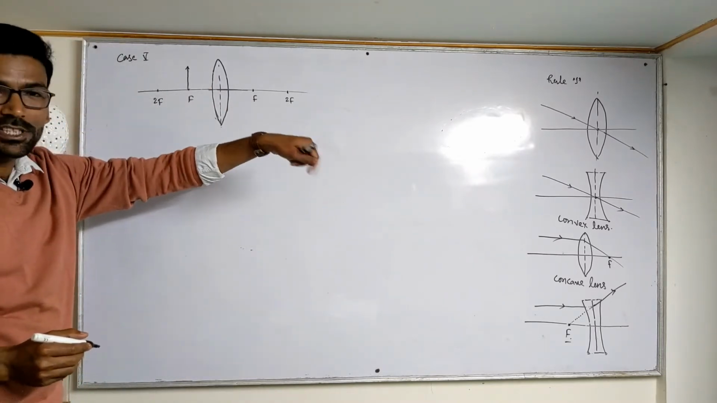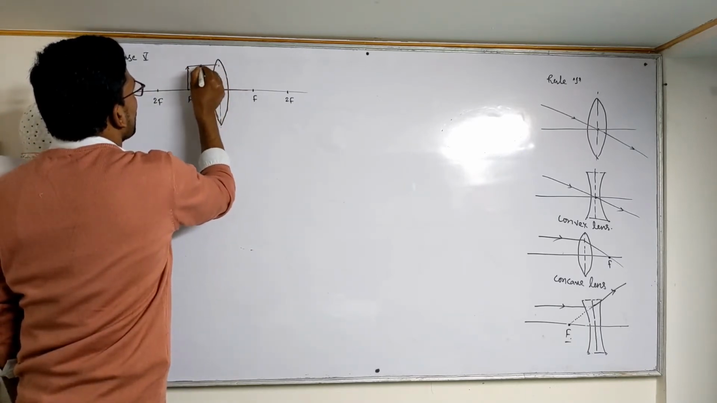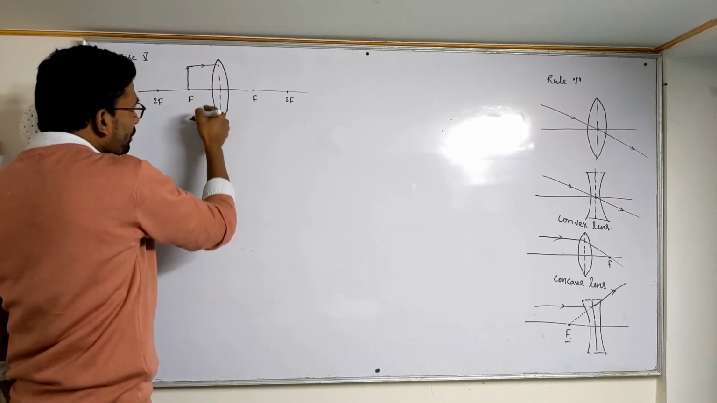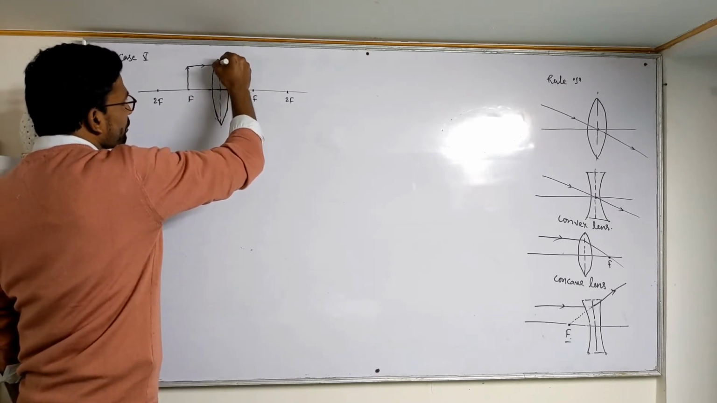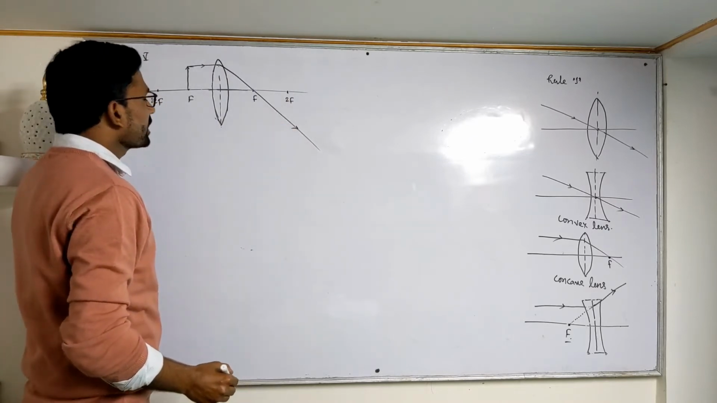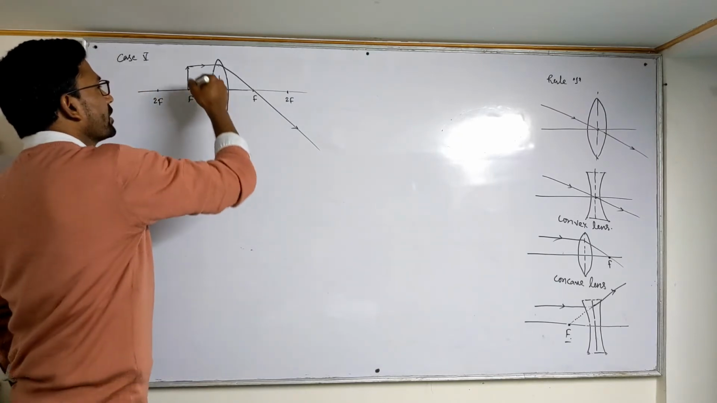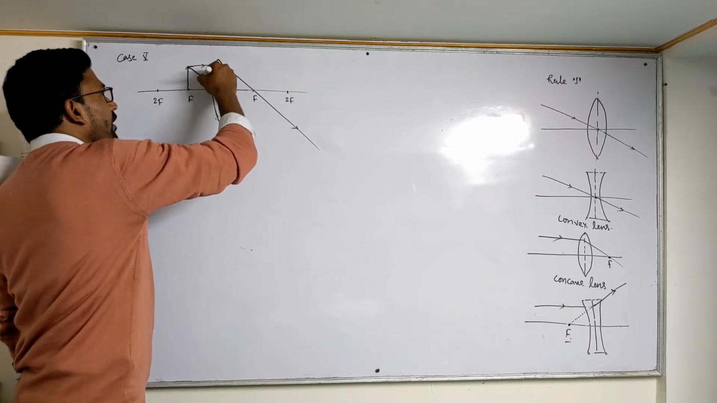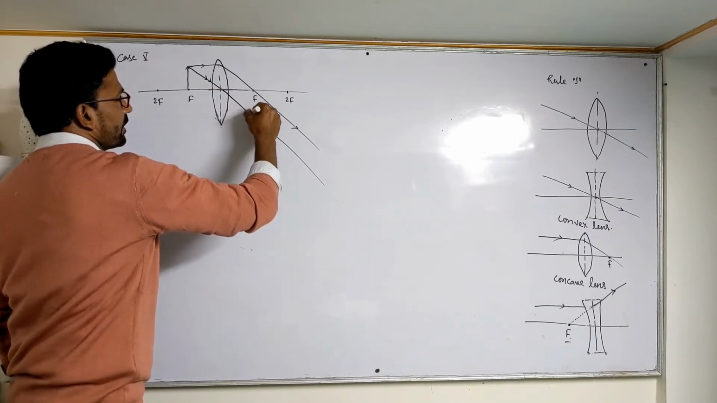Again take the same type of rays. One ray which is incident parallel to the principal axis and close to the principal axis, after refraction it goes through the F, on the opposite side of the focal length, this way. Second ray, it is from the optical center like that. After refraction it goes through undeviated in this way.